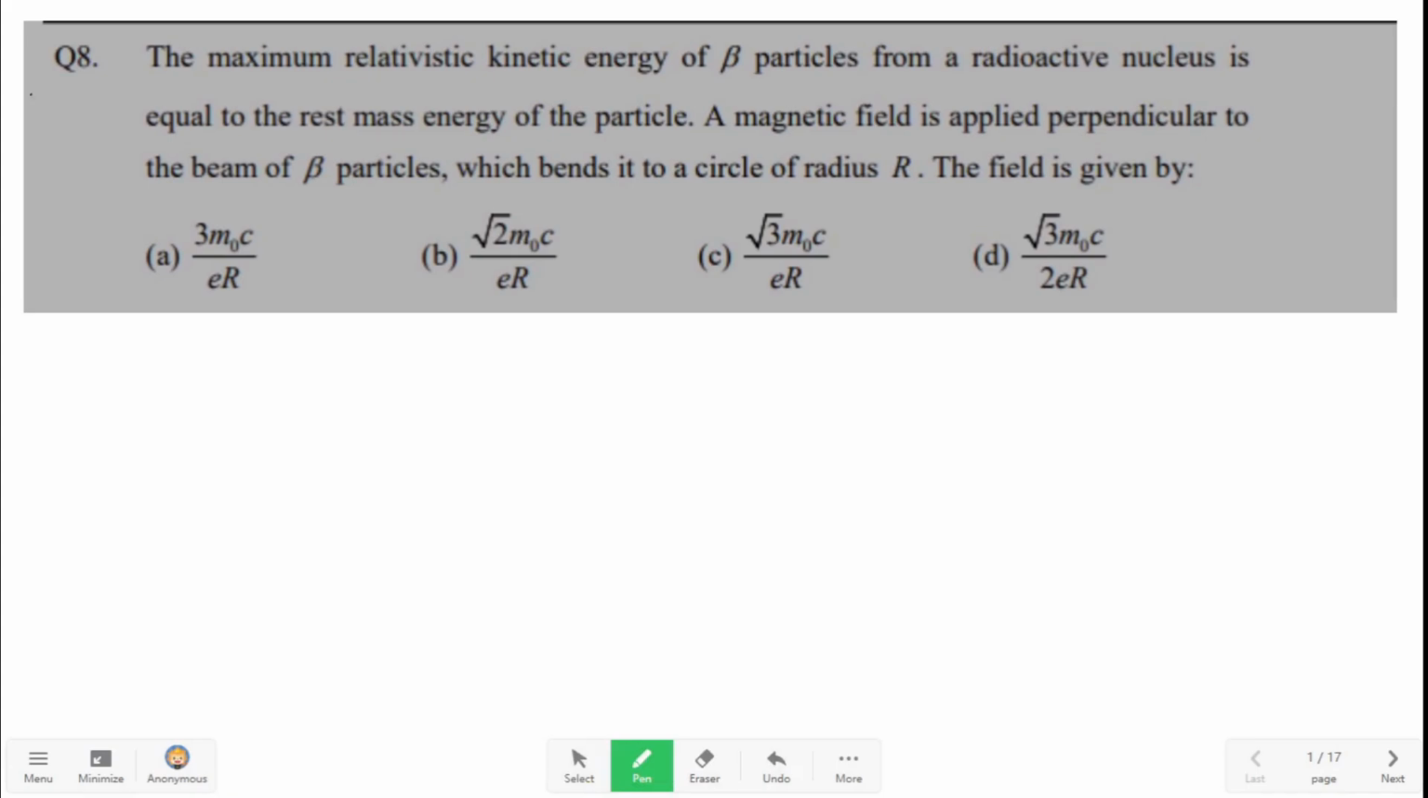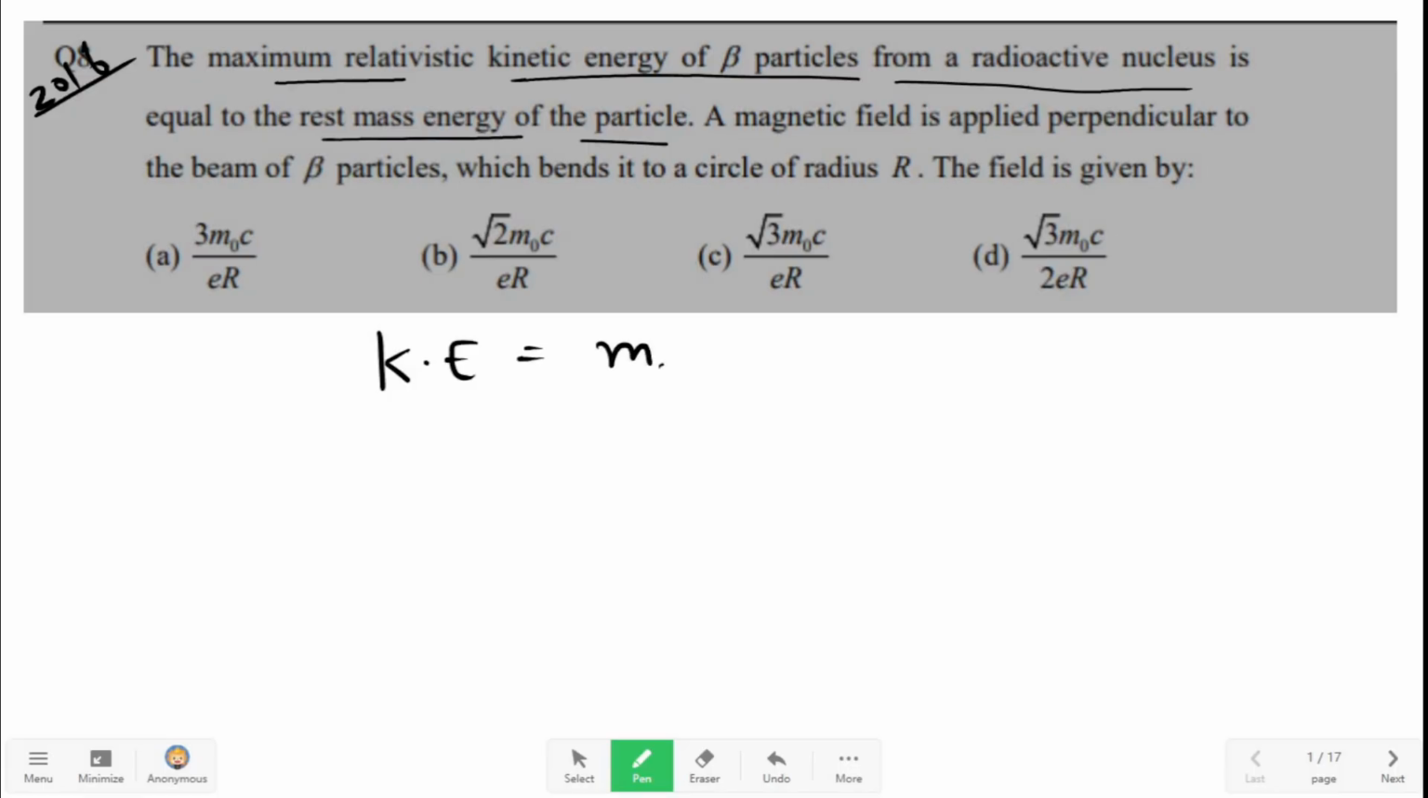In this question from JEST 2016, we are given that the maximum relativistic kinetic energy of beta particles from a radioactive nucleus is equal to the rest mass energy of the particle. So it is saying that kinetic energy is equal to rest mass energy, m0 c square.